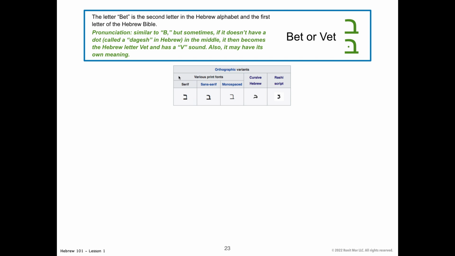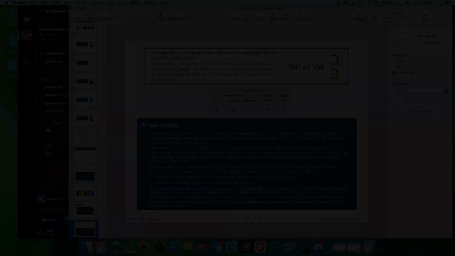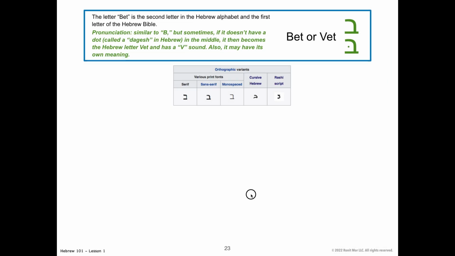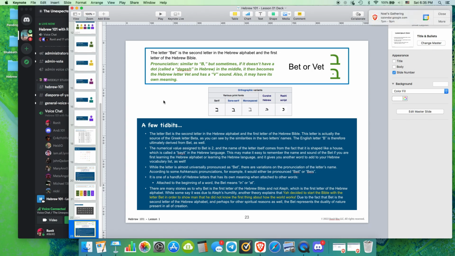Again, we have a chart here of different ways of writing bet. And you can see the first one, the serif one, is the biblical and a little bit more embellished. The sans serif is the modern script. And then you see cursive Hebrew and then the Rashi bet. Okay. Again, it's not cooperating. I don't know why. I'm wondering if it's to do with the recording.